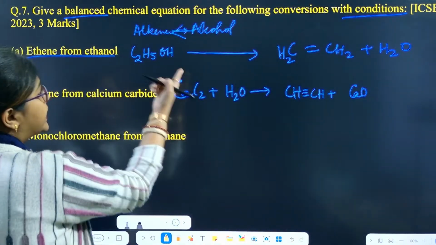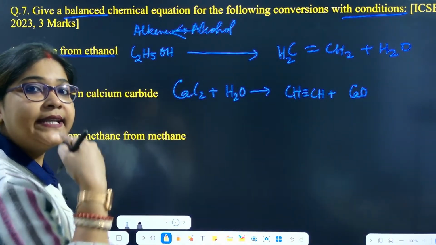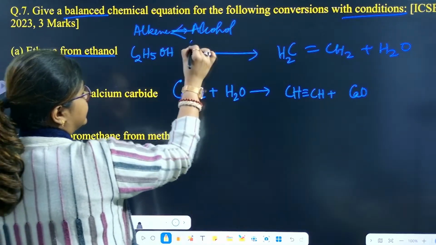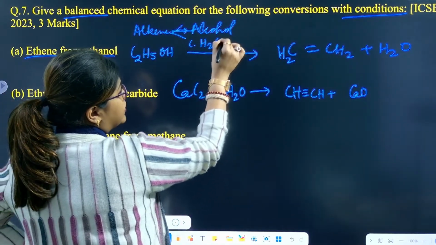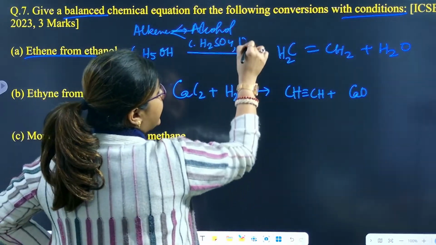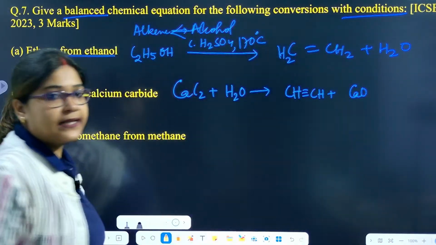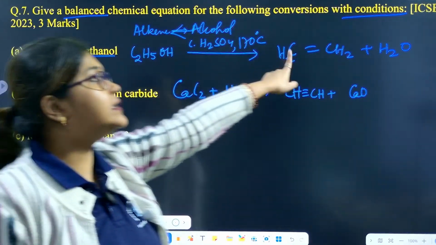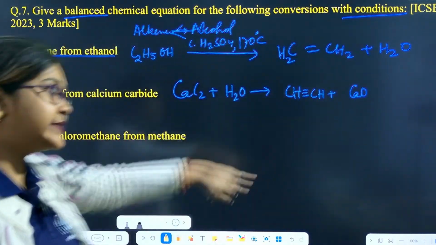Okay, तो ये क्या हो गया? डिहाइड्रेशन रिएक्शन. कंडीशन क्या होगा? कॉन्सेंट्रेटेड सल्फ्यूरिक एसिड, एक्सेस सल्फ्यूरिक एसिड at 170 degrees centigrade will give you ethene and water, right?